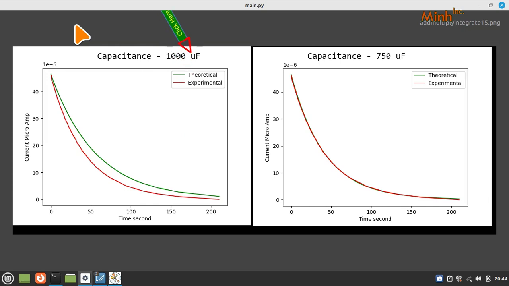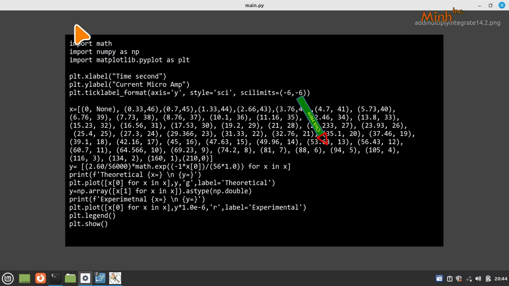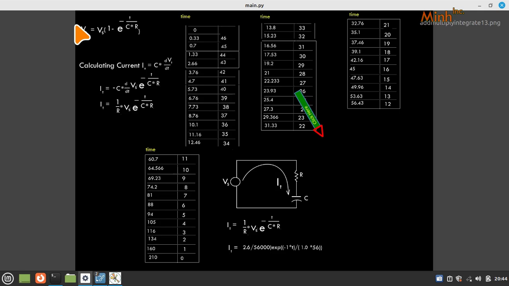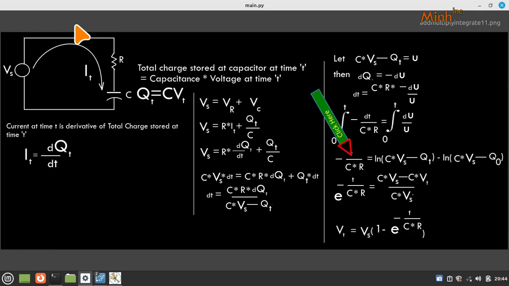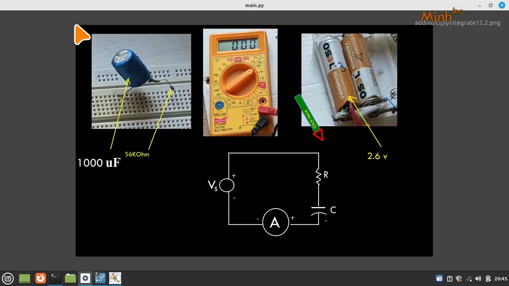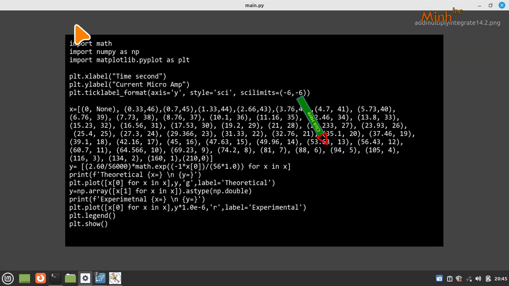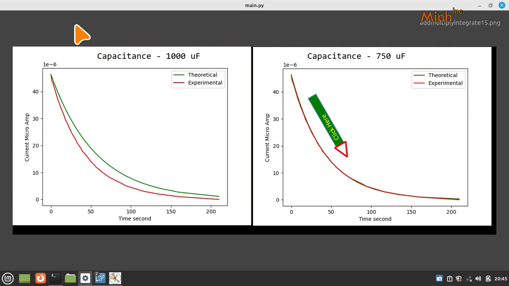Okay, so 1000 as per what is written on the capacitor, and what we believed is 750, and it is the same. Theoretical and practical are exactly the same. Unbelievable. Okay, so this is for integration. We used the concept of integration and we saw the capacitance characteristics and it is perfect.